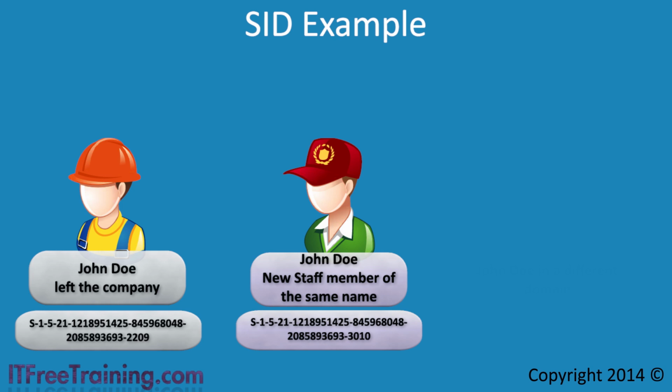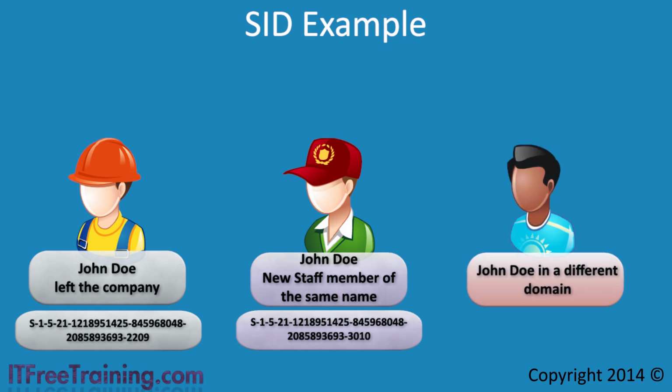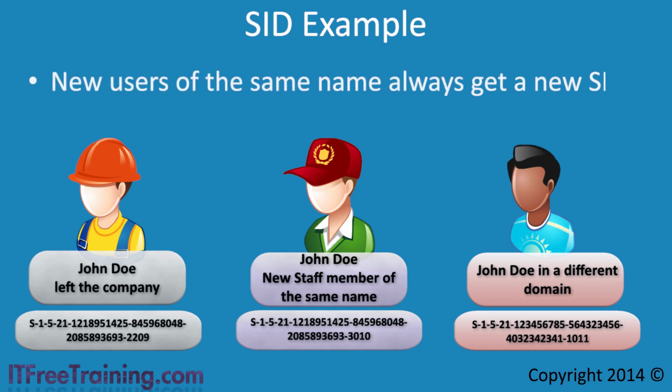If a third user was created in a different domain with, once again, the name John Doe, this user will have a unique SID created and assigned to that user. You can see how three different users can be uniquely identified. This essentially means that if you create a new user with the same name, that user will always get a new SID. It is important to understand this fact when deleting a user.